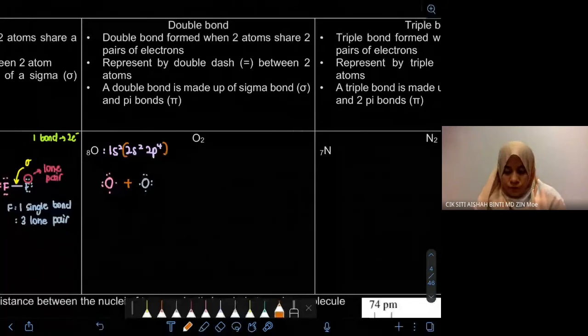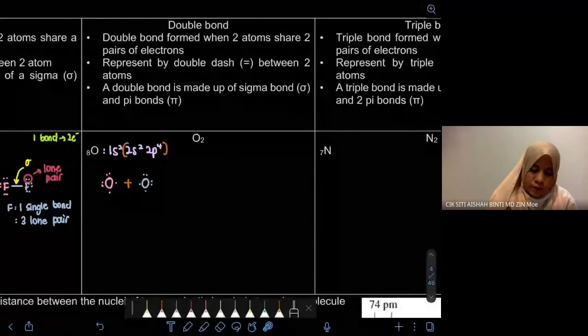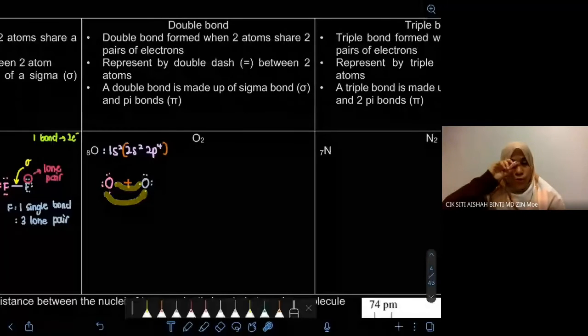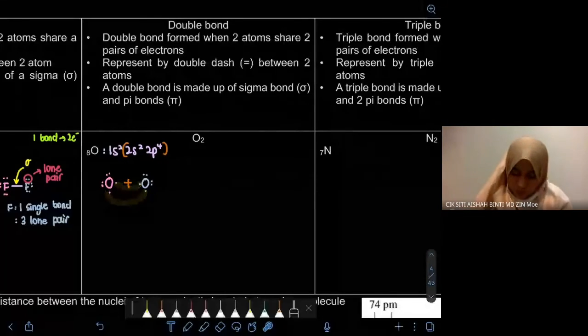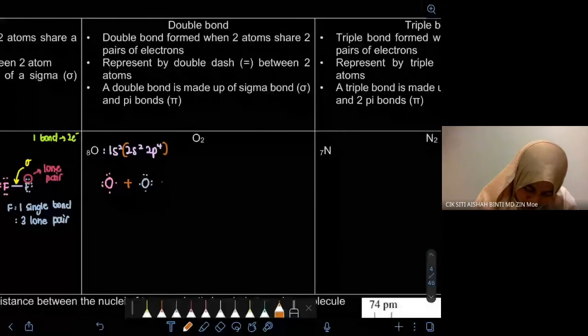Okay, so for the case of our double bond, the 2 atoms share 2 pairs of electrons. So it doesn't share just this one, it will share this one too. Again, for covalent bonds, there's no need for us to draw arrows for transfer or to show the sharing. So what will our product look like? Our product will be like this. Okay.